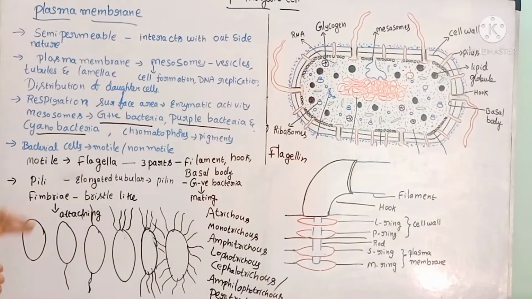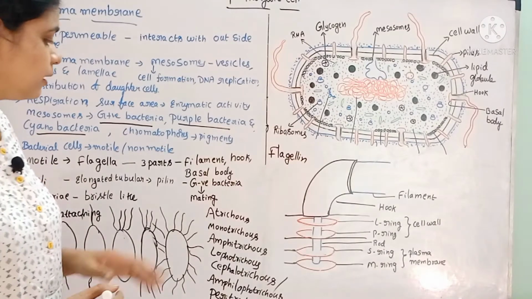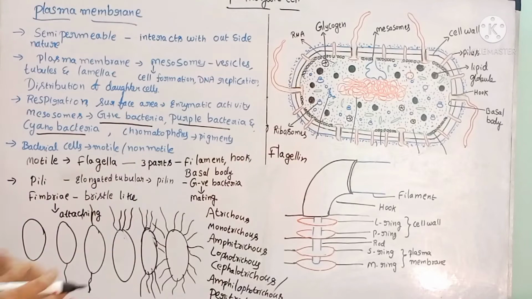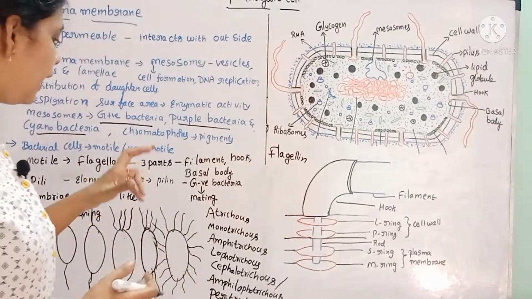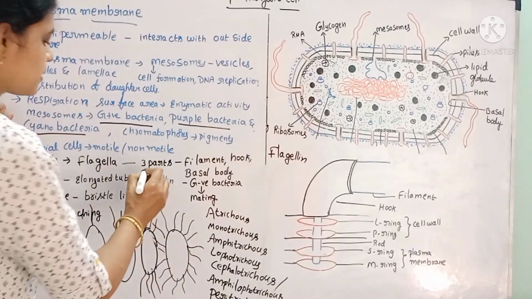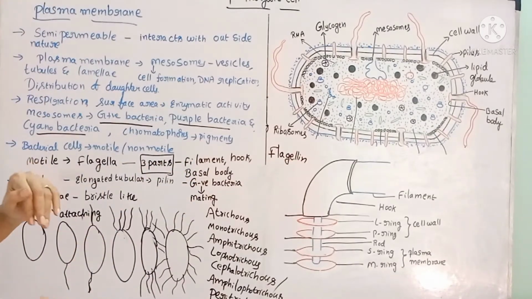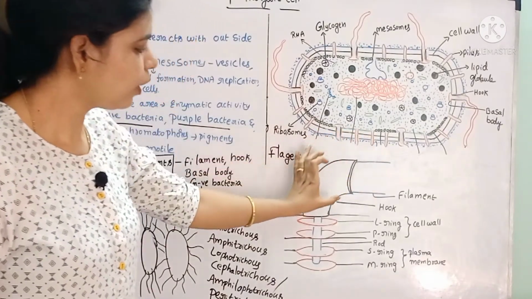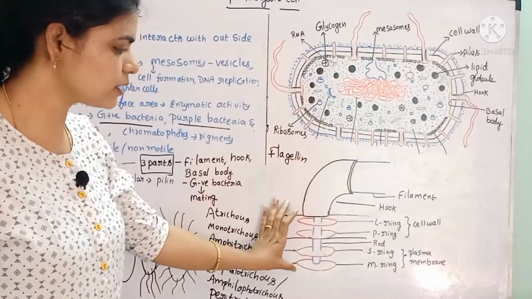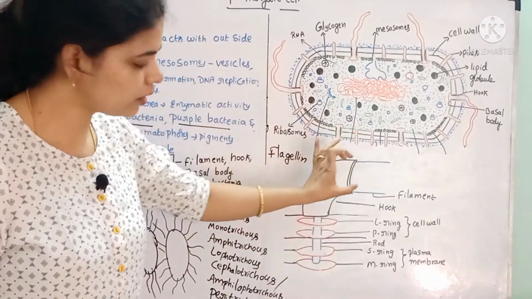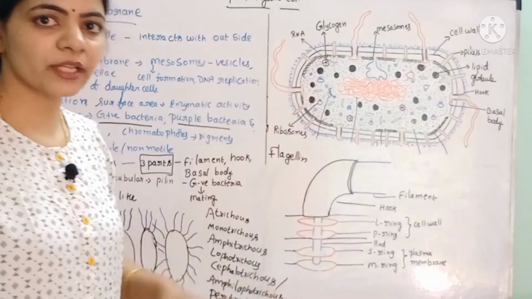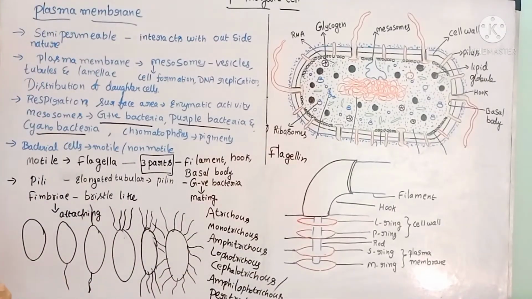And this flagellum is a hair-like structure that projects outside, right? And this flagellum has three parts. How many parts are present in the flagellum? Three parts were present. They were filament, hook, and basal body. Filament, hook, and basal body are the three parts present in the flagellum.